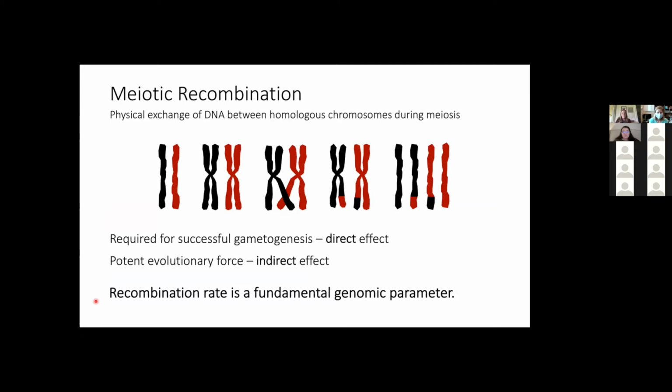So in addition to playing this key role in getting the right chromosomes in the right gametes, it also allows the generation of genetic diversity by the exchange of genetic material between chromosomes. And so you can get combinations of alleles on these gamete chromosomes that weren't present in the parental chromosomes. And that shapes patterns of genetic variation throughout the genome and determines the efficacy of selection. So it's really a fundamental genomic and evolutionary parameter.